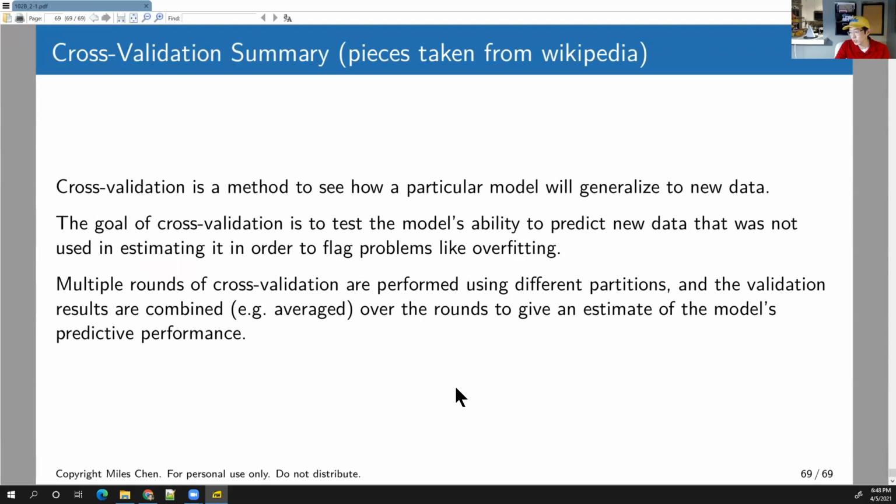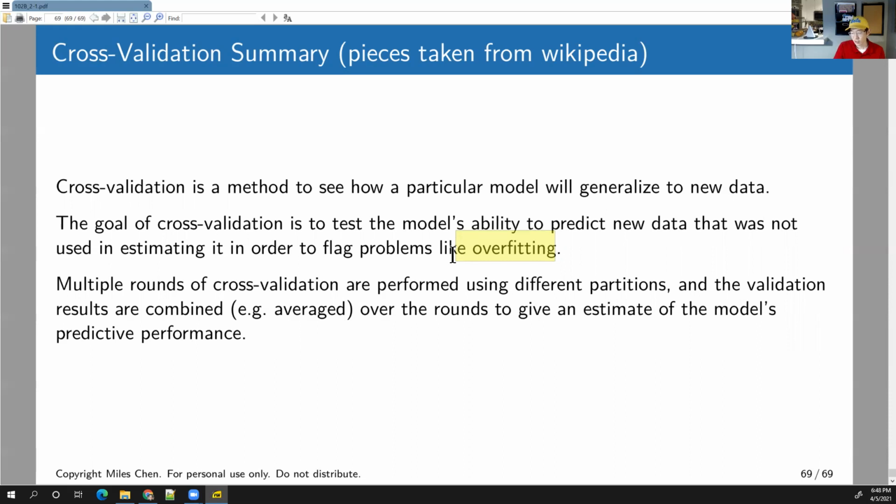Okay, so all in all, to summarize, cross-validation is a method to see how a particular model will generalize to new data that hasn't been seen, because the training data is not used in the validation set. We want to see whether we are running into problems like overfitting. Are we predicting features of this particular training set that are not going to work out well for new data, where the same patterns don't hold?